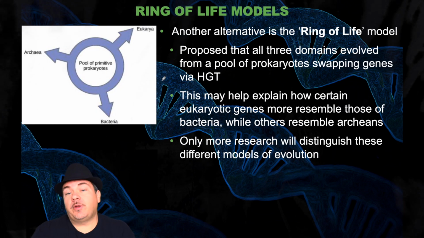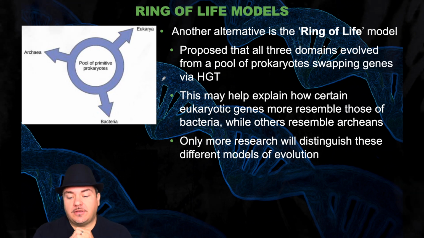Another alternative is the ring of life model, which proposes that all three domains evolve from a pool of prokaryotes swapping genes via horizontal gene transfer. This may help explain how certain eukaryotic genes more resemble those of bacteria, while others resemble those of the archaea. Only more research will distinguish between these different models of evolution.